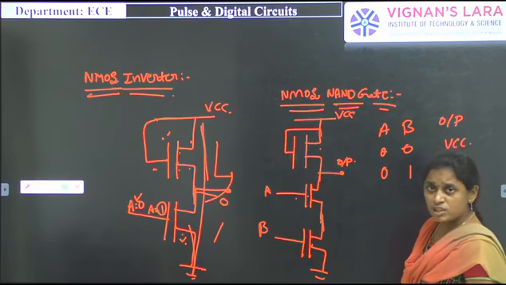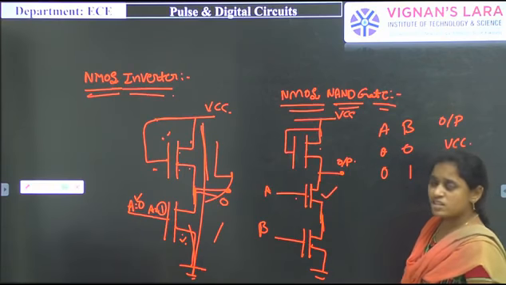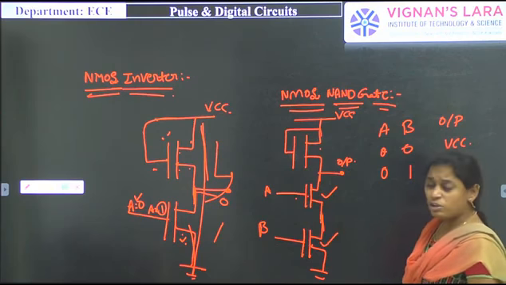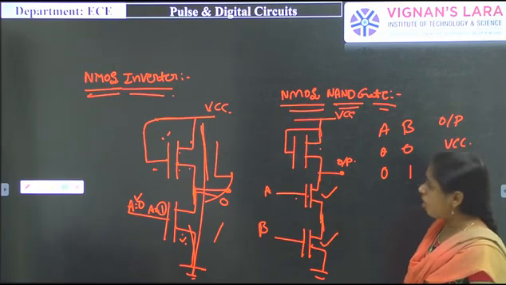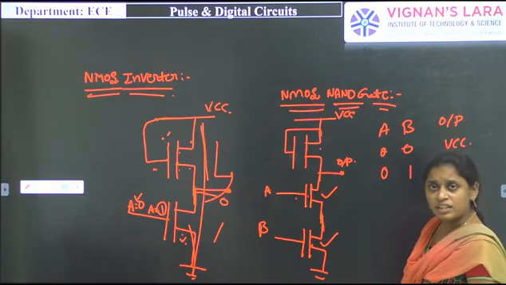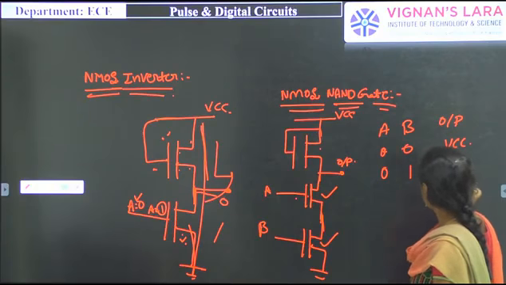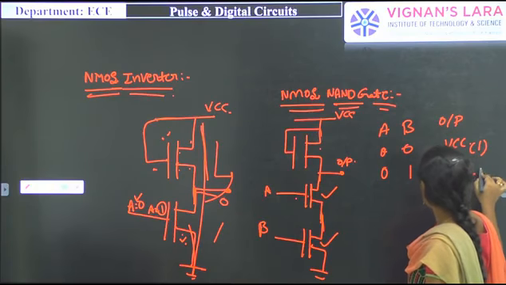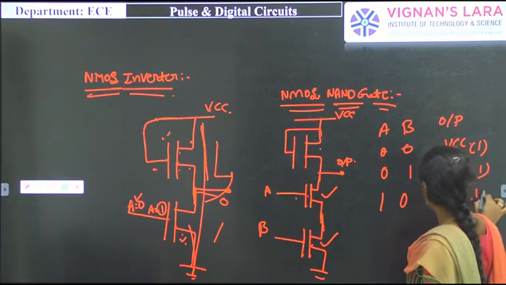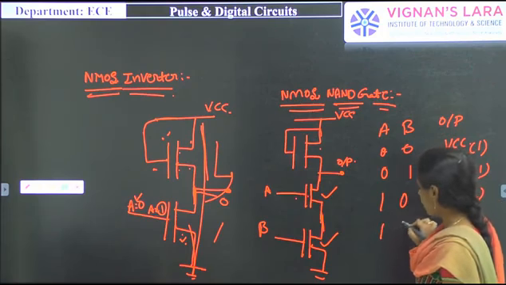So when we apply 0, 1, this transistor is in off condition and this transistor is in on condition. Any one transistor being in off condition means there is no path for the VCC signal to reach the ground. So that's why the output will be VCC, simply a logic 1. Here also a logic 1 for 1, 0. This is VCC and logic 1, and the final one, that is 1, 1.